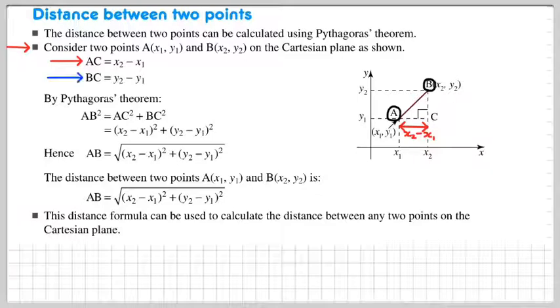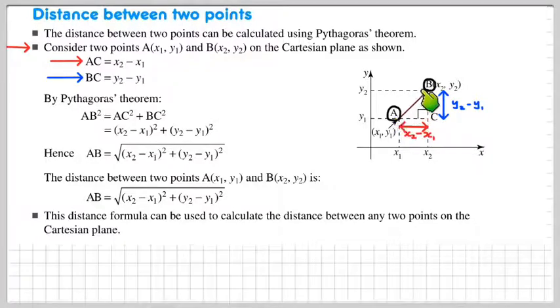And similarly, the y distance, the BC, the vertical distance from C up to B, is basically y2 minus y1, because the y-coordinate of this point is y2 and the y-coordinate of this point is y1. So that's what we get, right? Now, I'm setting this up for good old Pythag to come and entertain us with his theorem.